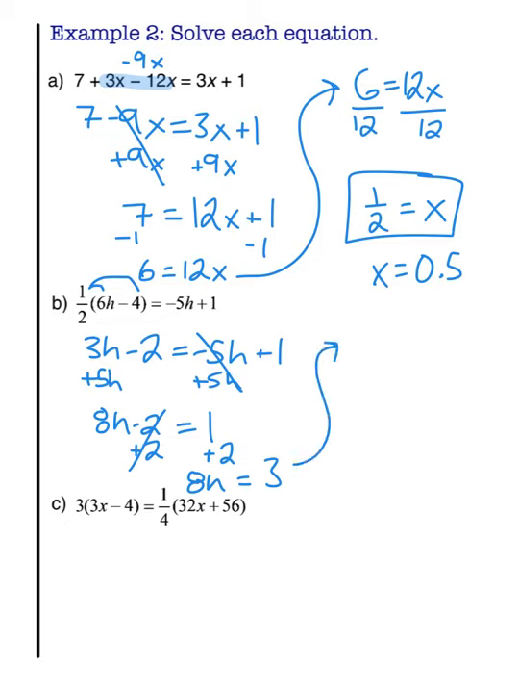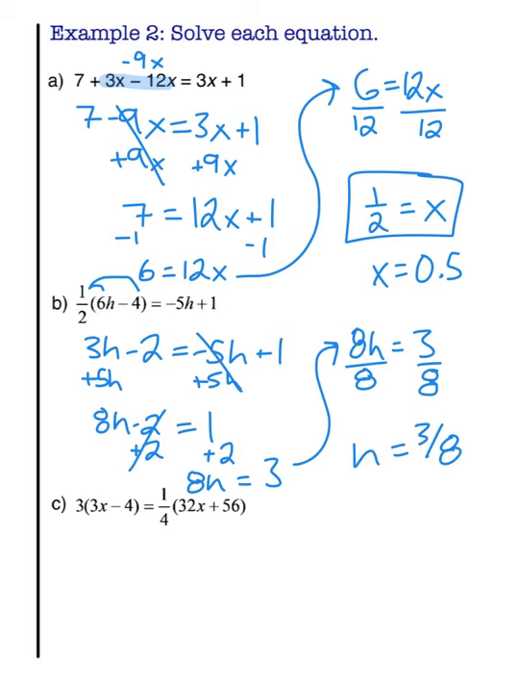All right, we're going to move that step over here because I'm running out of room. Last step, I'm going to divide by 8. So the 8's cancel out, and I get h equals 3/8. So as you see in my examples, it's okay to get a fraction. You might get a fraction. It's okay.